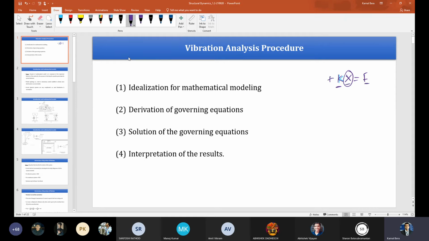So here, as I told, some additional terms will be there. When we do the static equilibrium, now it will be the dynamic equilibrium, and it's called the equation of motion. So the solution of the governing equation gives, as I told, displacement, velocity, acceleration, member forces, those things, and we have to interpret the result. So these are the basic steps.